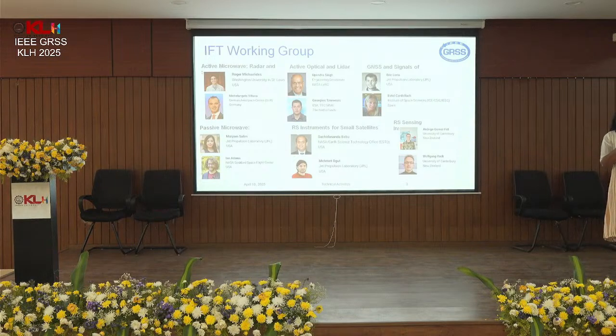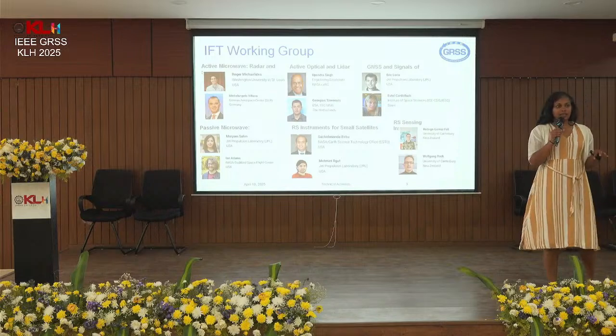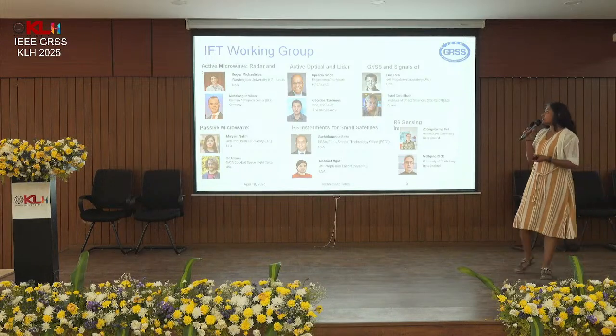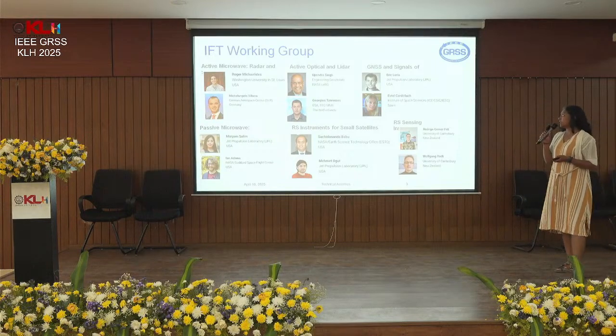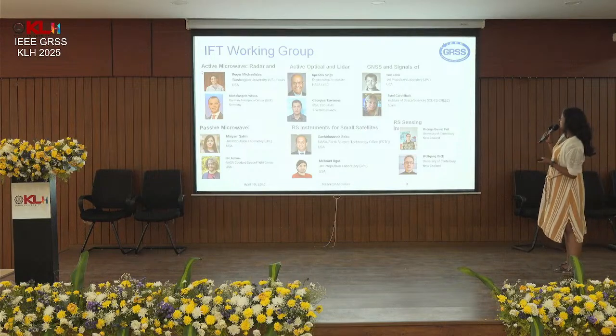And within our technical committee of IFT, I have 6 different working groups. And it covers different aspects of all the instrumentation. Some you have heard today in the last 3 days, some which is on the optical side. So we have active microwave, which is the radar, active optical and LiDAR, GNSS and signals of opportunity.